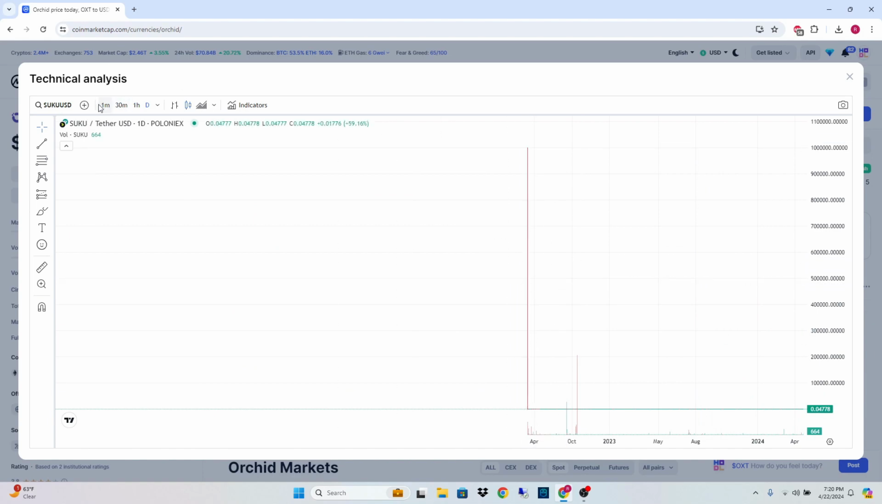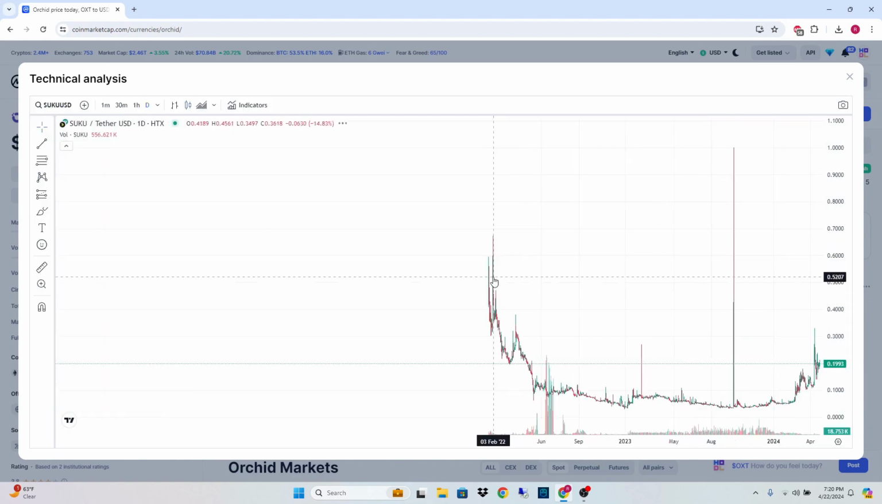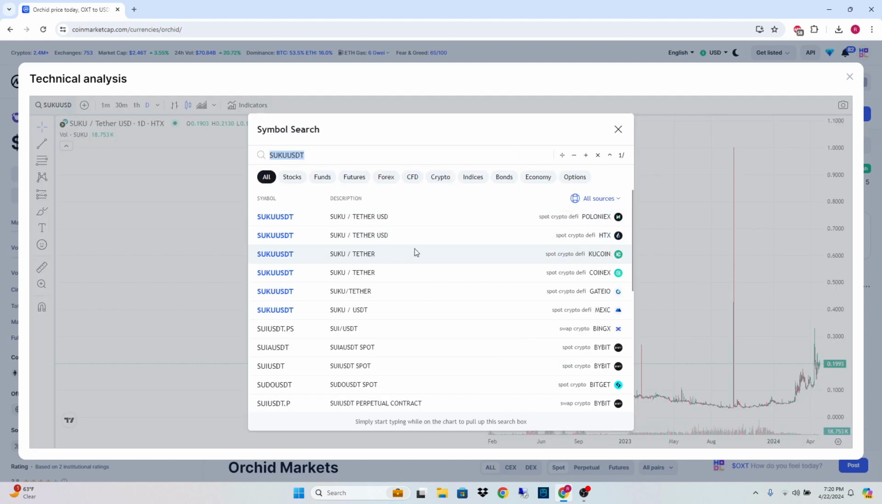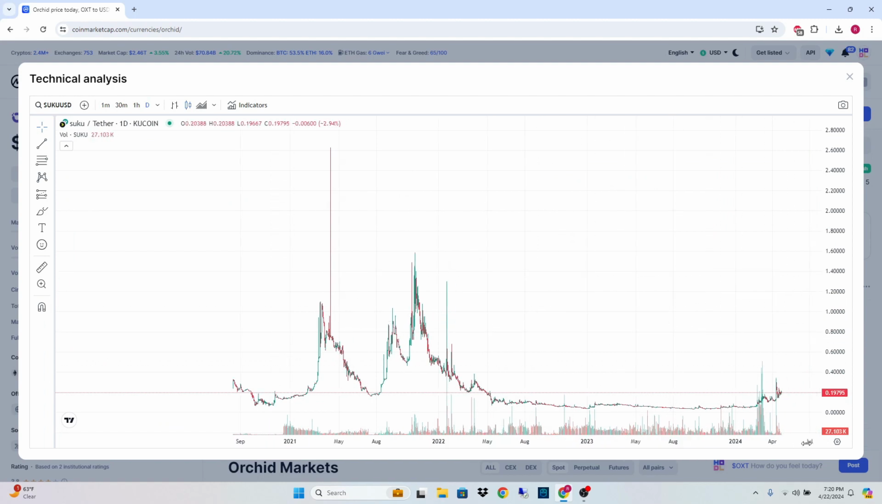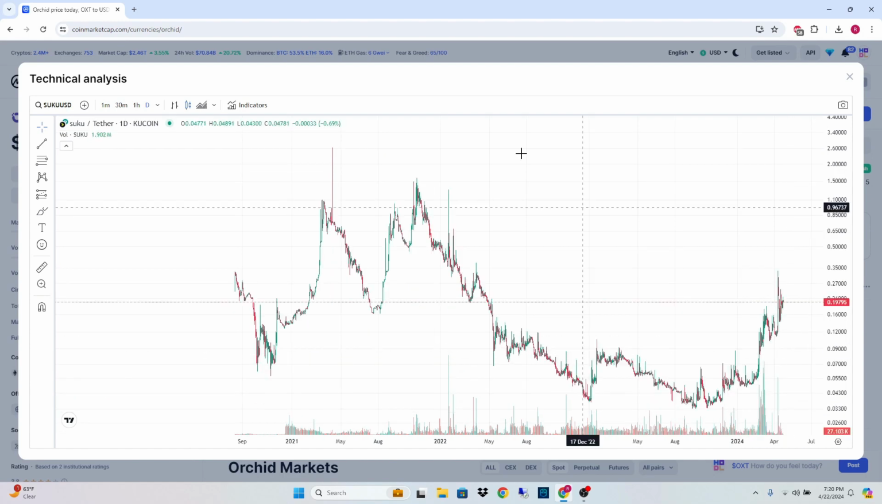October. Doesn't look like that's the right graph. No. This is the graph: August, September, October 2020. Yes, okay. So we're going to change this to log.